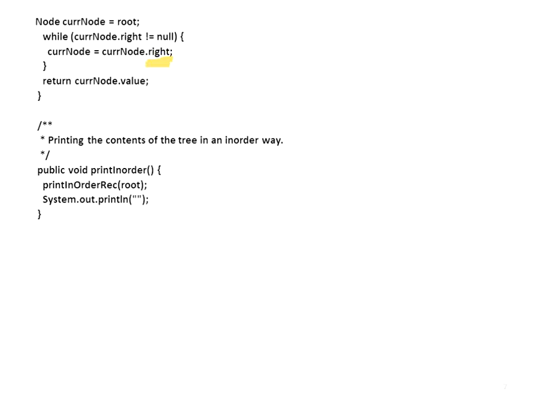So this code, yes, I can repeat. This code will print the content of the tree in order. In order means that first of all you will visit the left subtree, then you will visit the root node, and then you will visit the right subtree, isn't it? This is in order: left subtree, then root node, and then right subtree.